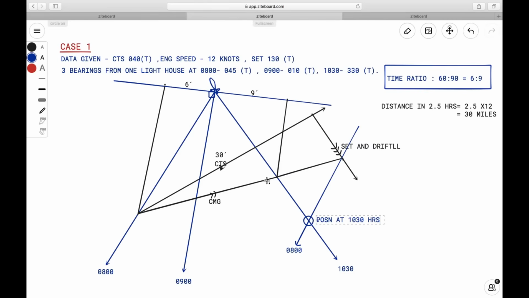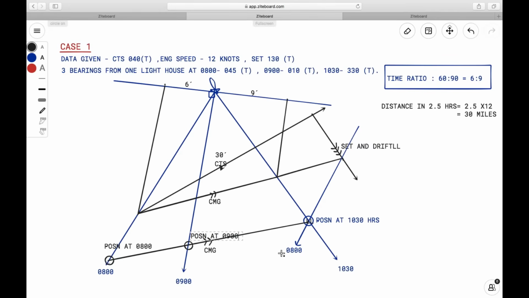So now we need to find the position at 0800 and 0900. From this point you need to draw a parallel line to the CMG. Parallel line to CMG, coming like this, meeting somewhere here. This is your CMG line. So this is your actual CMG, and these are your positions. This is the position at 0800 and this is your position at 0900. So this is how you do this problem.